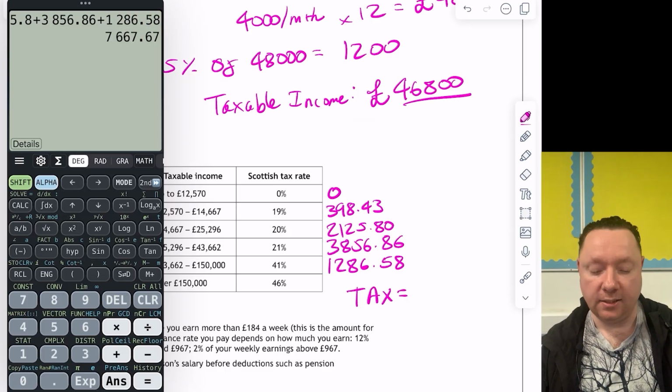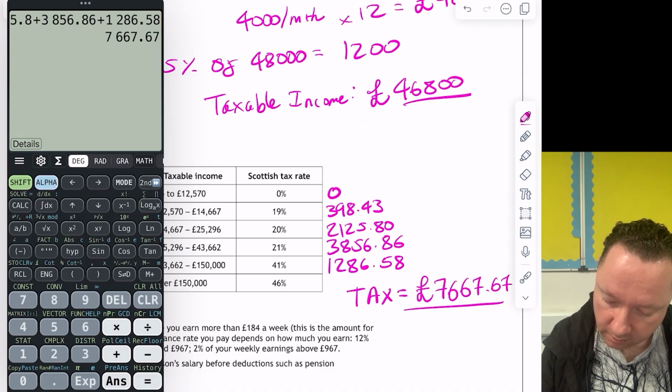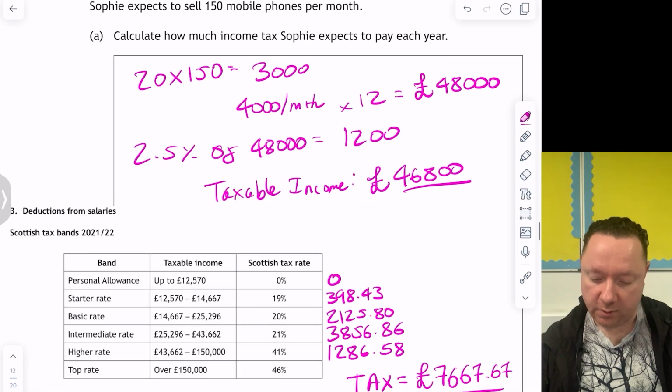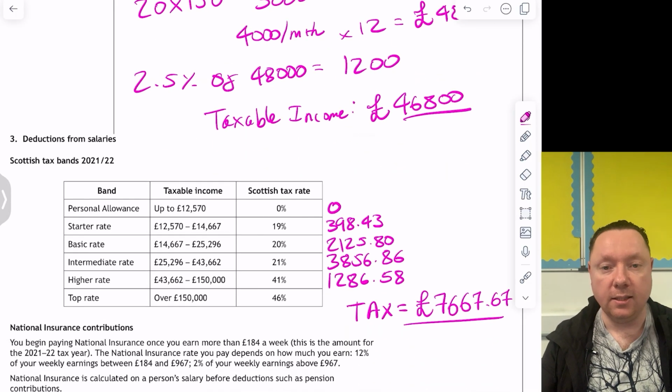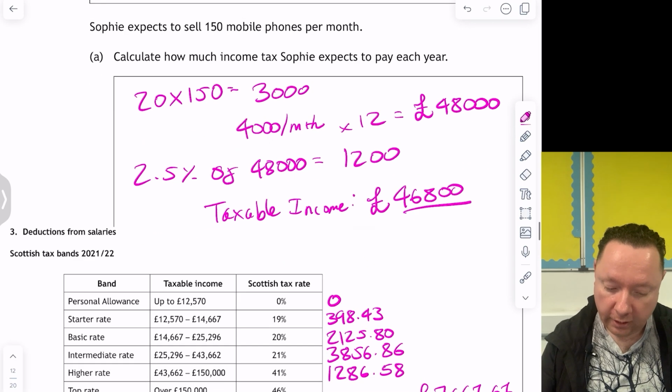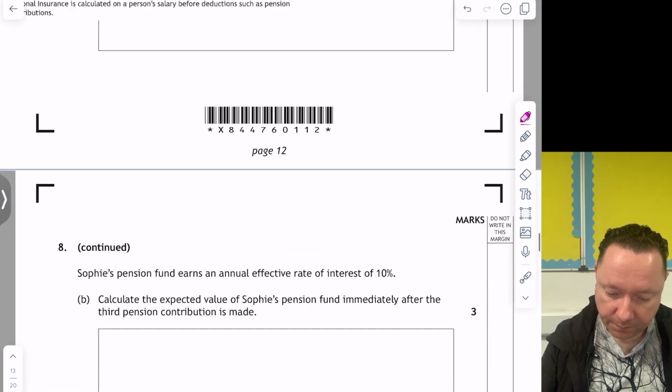I get £7,667.67. Now, if it asked us for a net pay at this point, we would work out our income tax. Let's hope we don't need to do that, and take away the pension, income tax, and tax from her normal £48,000. Okay, let's move on to part B.